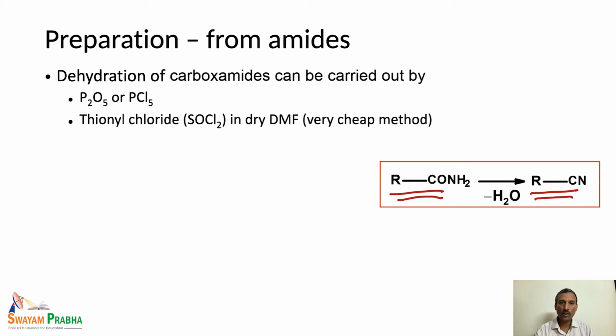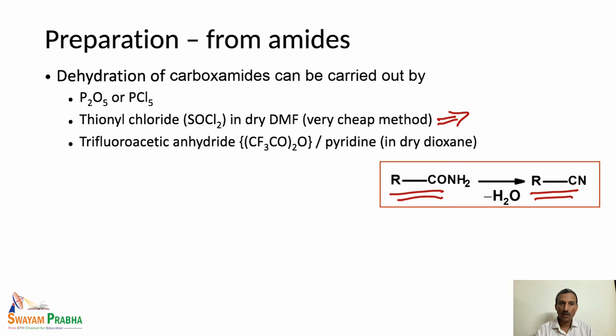We can also use thionyl chloride in dry DMF. This is the most economic method, and this is generally used in many laboratory preparations. We can also use trifluoroacetic anhydride and pyridine. The solvent we require here is dry dioxane. This reaction actually gives a better yield than the thionyl chloride reaction. When the starting materials are a little bit expensive or very difficult to make, people prefer the trifluoroacetic anhydride and pyridine combination, which gives a better yield of the nitrile compound on dehydration.